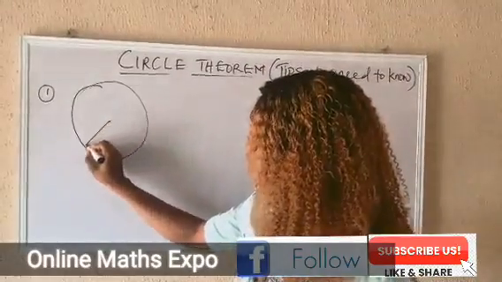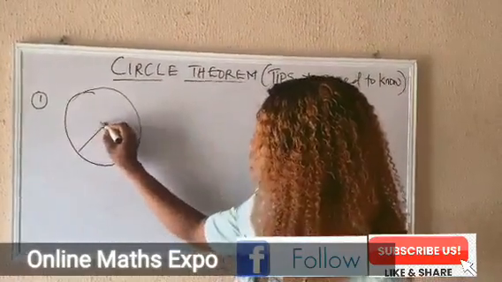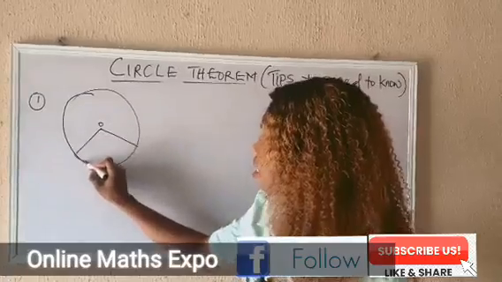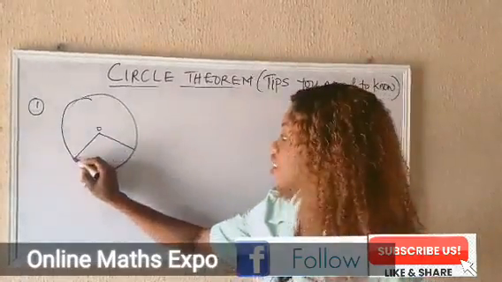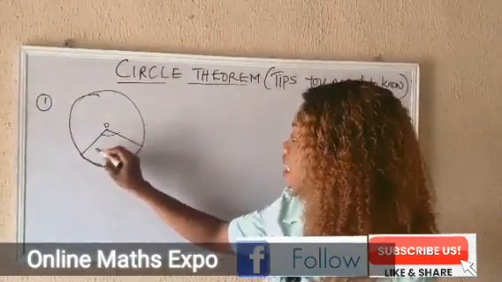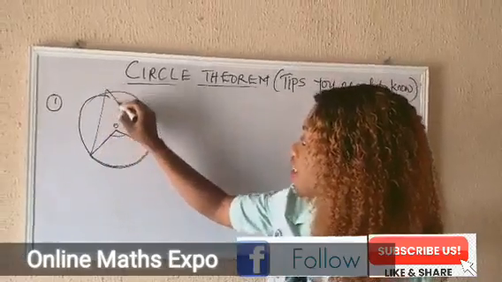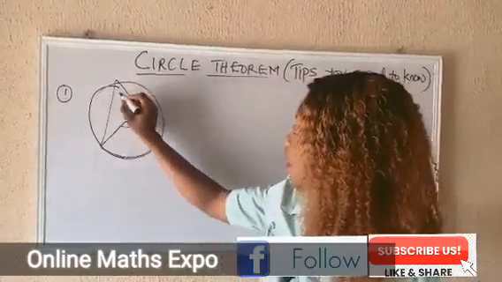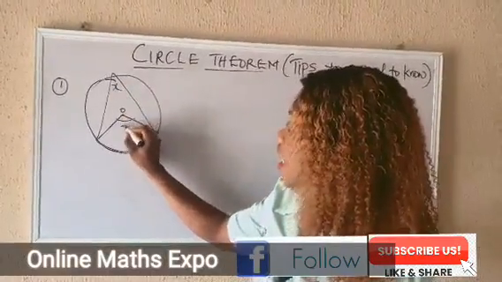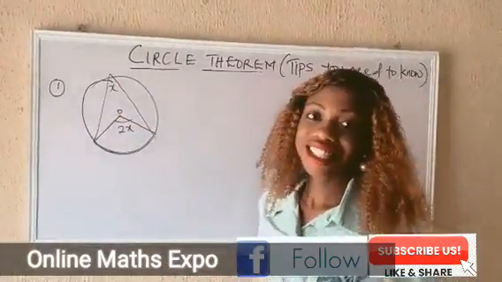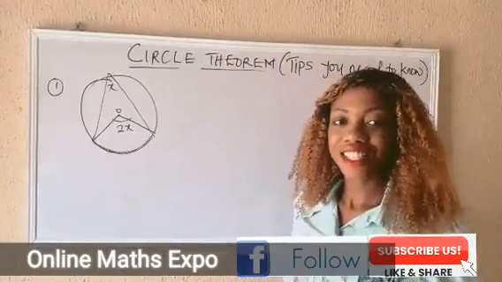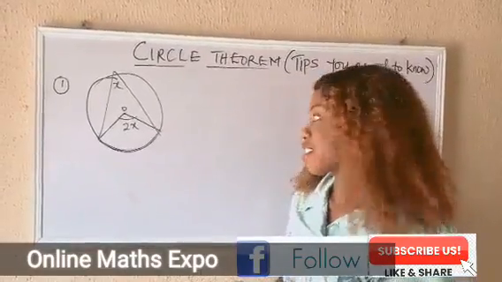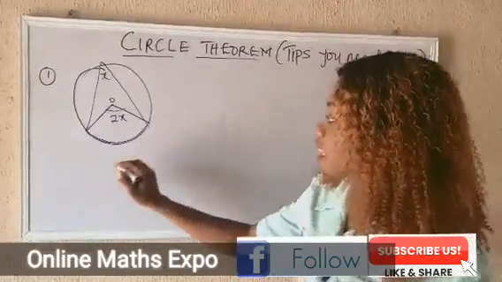If this is the center of the circle, and this is the arc, the angle this arc made at the center also made another angle at the circumference. The theorem says that if here is x, this angle will be 2x. That is, angle at the center is 2 times angle at the circumference. You can also have it to be like this.